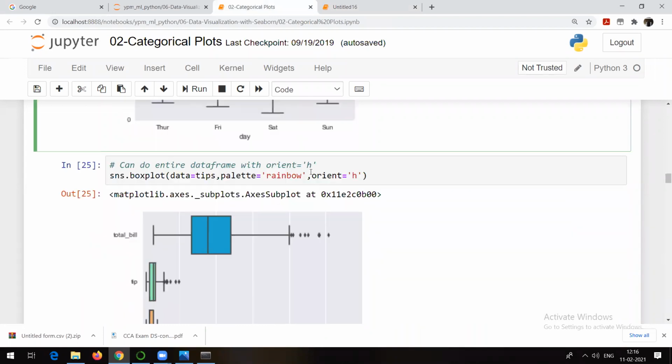Now you have an option called orient. Orient equal to h means it is just going to look horizontal, like this. That's it. Okay, then data tips. The hue parameter. See, hue you can make use of in your box and whisker plot. This is something very useful.